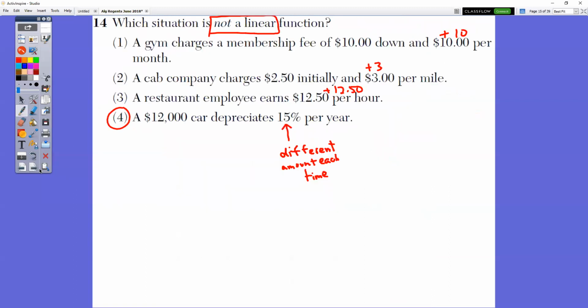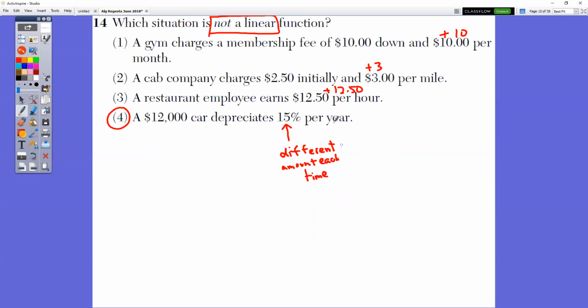In question number 14, which situation is not a linear function? What makes something linear is adding or subtracting the same number each time. So a gym membership charges a membership fee of $10 down and $10 per month. You're adding 10 every month, so that's going to be very linear. Taxi cab company charges $3 per mile. Every mile that you go, you're adding $3, so you're adding the same amount each time. A restaurant employee earns $12.50 per hour. Every hour that that person works, you're adding $12.50.